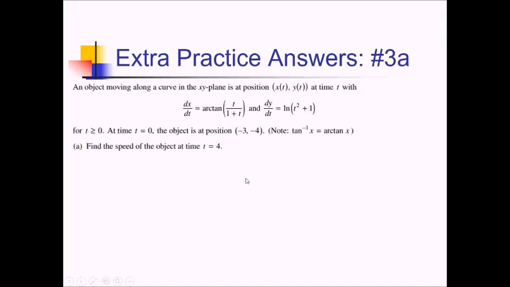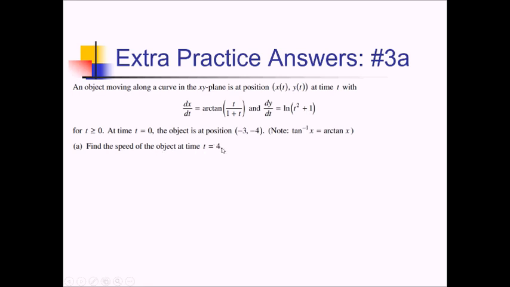For this calculator-based free response, we have an object moving in the xy plane with x of t comma y of t as the position vector. We didn't actually get the position functions here, but they did give us the derivatives of those two functions, dx over dt and dy over dt. And we're also told at time 0 we are at the position -3 comma -4. So our first task is to find the speed of the object at time 4.